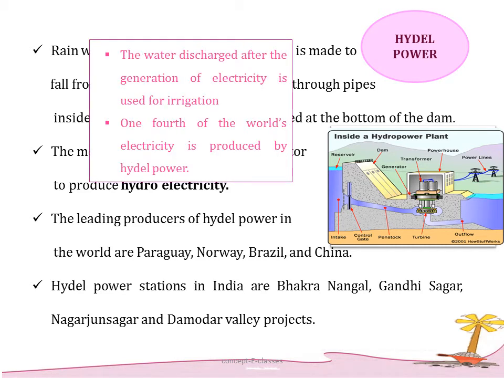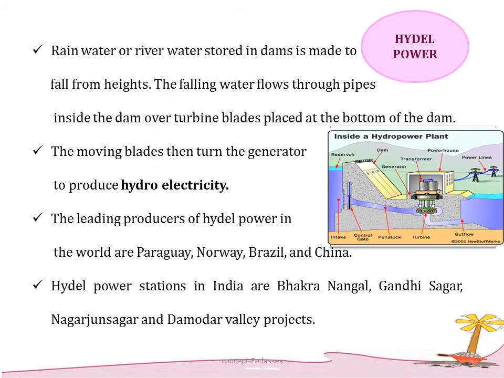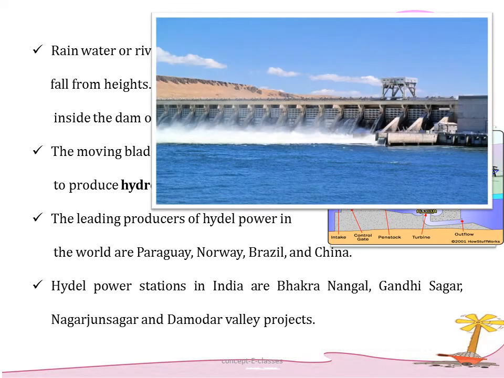Now, the water which is discharged after the generation of electricity is used for irrigation, and one-fourth of the world's electricity is produced by this conventional source of energy, which is the tidal power. The leading producers of tidal power in the world are Paraguay, Norway, Brazil and China, and the tidal power stations in India are Bhakra, Nangal, Gandhi Sagar, Nagarjuna Sagar and Damodar Valley projects.